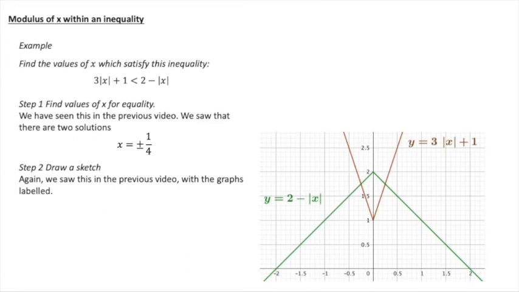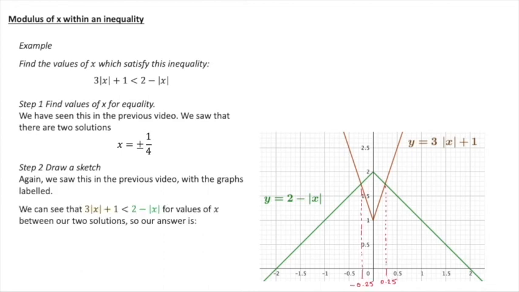Now we want to draw a sketch, and again we saw this in the previous video, and we've got the graphs labelled there, so we can see that the brown one, which is the 3 mod x plus 1, is less than 2 minus mod x for values of x between our two solutions, and that means we have the lower boundary of minus 0.25 and the upper one of 0.25. So x lies between minus a quarter and a quarter, or x is greater than minus 0.25 and less than 0.25.